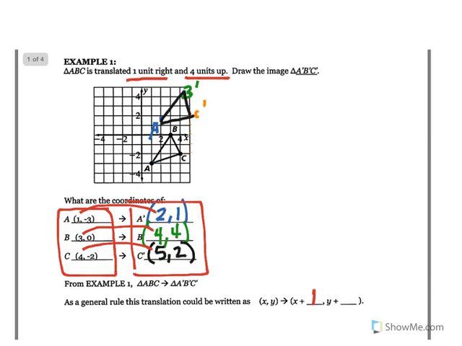Then I have to look at my pattern for the y. From the old y to the new y, each time it's increasing by 4. So I can put as a rule y plus 4. Okay, so as a general rule, this translation could be written as (x, y) becomes (x plus 1, y plus 4).